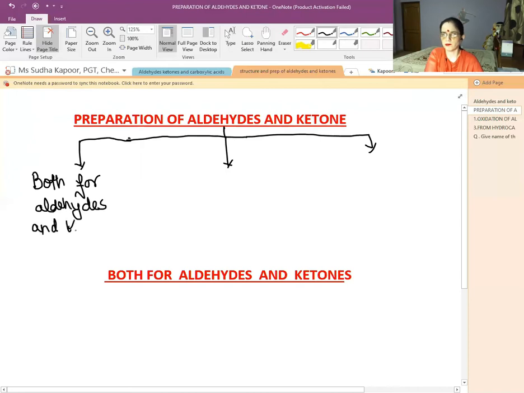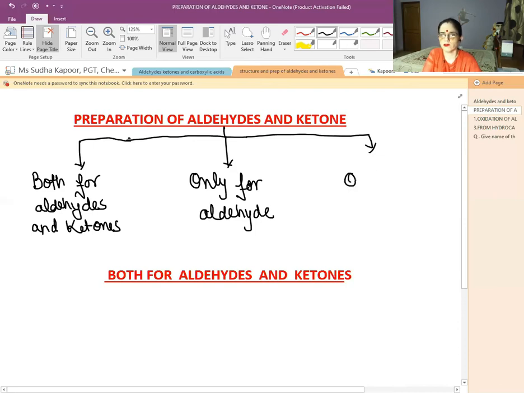So the processes included in this series are all those which can be applicable for aldehydes and for ketones. Now the second category that we will be continuing are only for aldehydes. These preparations are meant only for aldehydes. We cannot prepare ketone by this method. And the third part of our flow chart is about those preparations which are meant only for ketones.